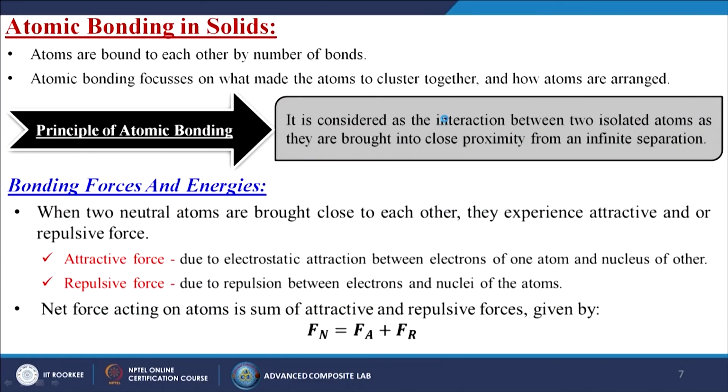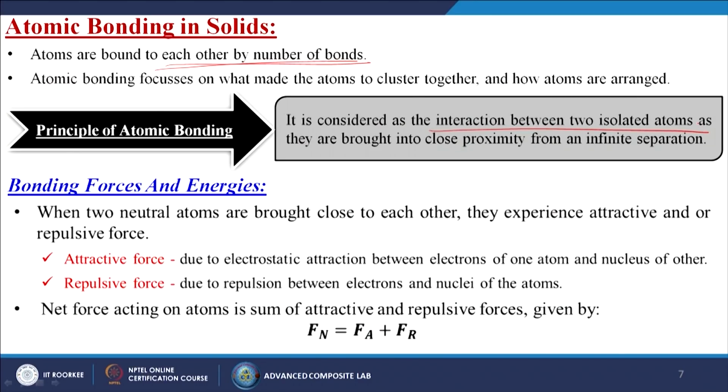Now, what is atomic bonding in solids? Atoms are bound to each other by a number of bonds, as we already know. Atomic bonding focuses on what made the atoms cluster together and how atoms are arranged. As I told already, we are having so many atoms, so there should be some bonding, no? Then only the atoms can come close together and give compact shapes.